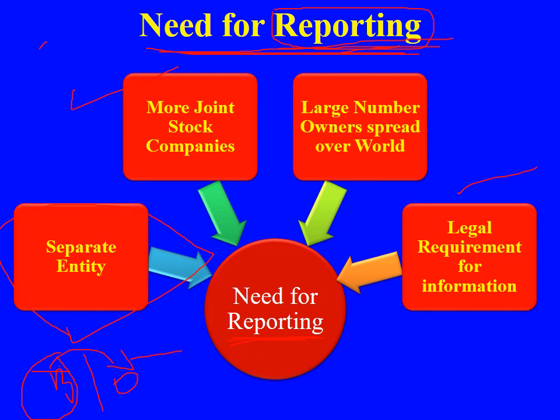Moving to the next one, a large number of owners spread over the world. As I said, joint stock companies are more. When joint stock companies are more, obviously the owners will be more in number. And these owners do not reside in a single place. They are actually spread across the world. So when they are spread across the world, you need to communicate with them. How are you going to communicate? Is it possible for you to take all the vouchers, all the transactions together to each one of their places? It's not possible.